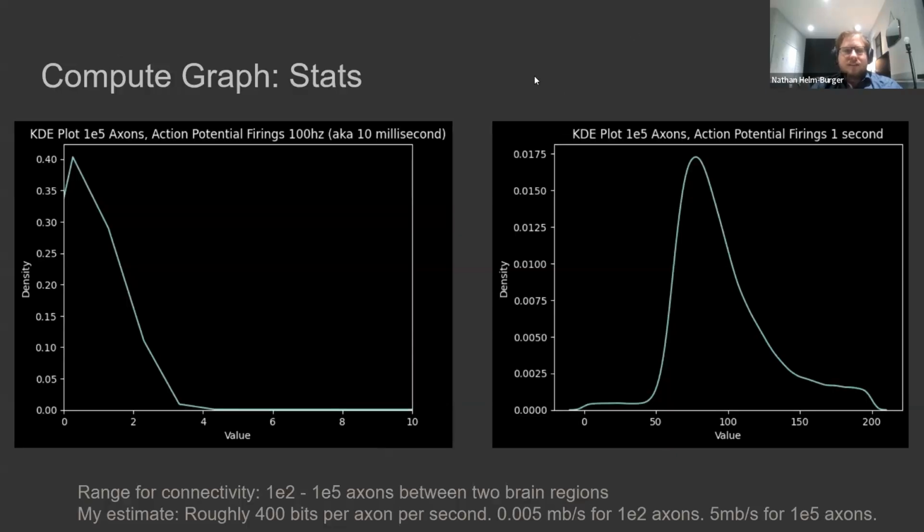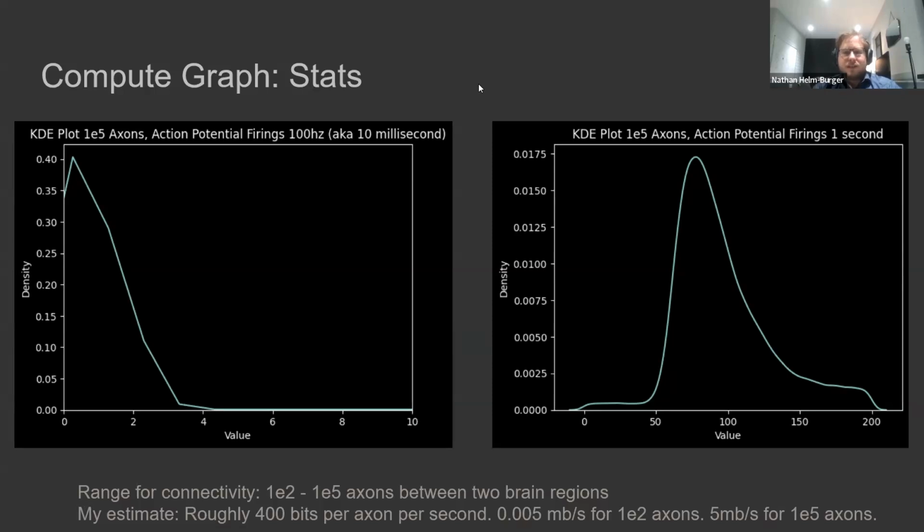So if we look at some stats here in terms of connectivity, you have anywhere from 100 to 100,000 axons connecting to brain regions. And these long-range axons are not the fastest firing neurons in the brain. They are low average. It's quite common in a period of 10 milliseconds that you will see 0, 1, or 2 firings, and occasionally 3. It's possible to have many more than that, but it's increasingly rare, such that the average firing rate is just 1.1.